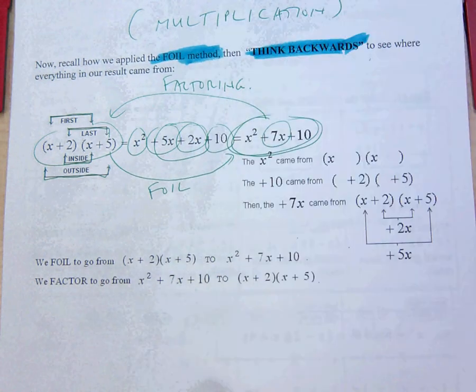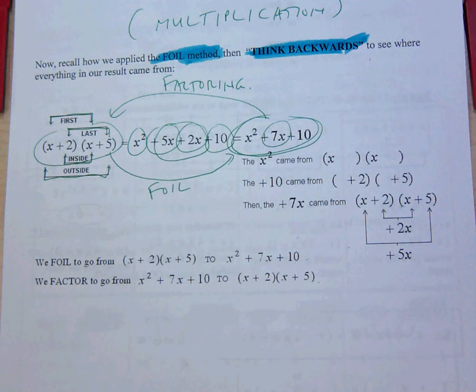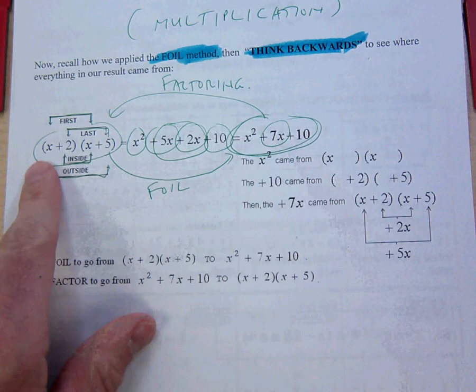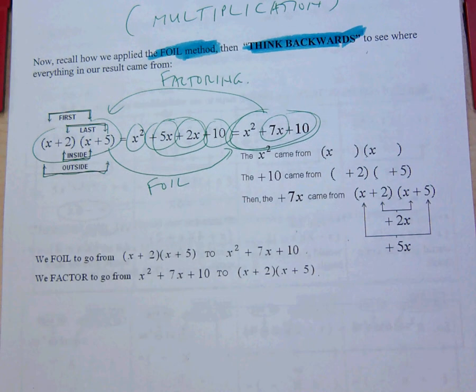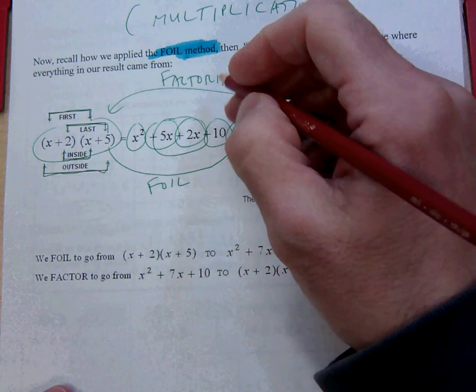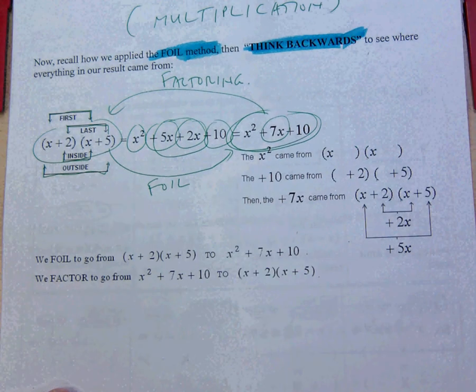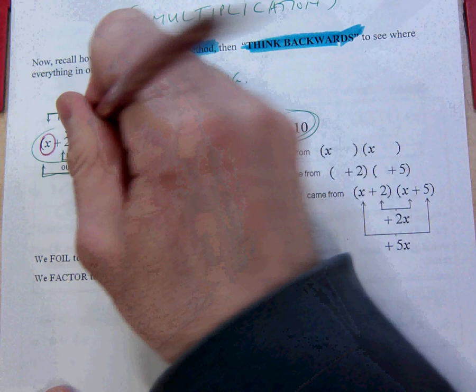Are you ready? And it's not easy. It takes a lot of work and a lot of practice. Are you ready? Okay, so how do I turn a trinomial like that back into a product of binomials like that? Well, think backwards. So thinking backwards, when we FOILed, where did the x squared come from? It came from what was there and what was there.